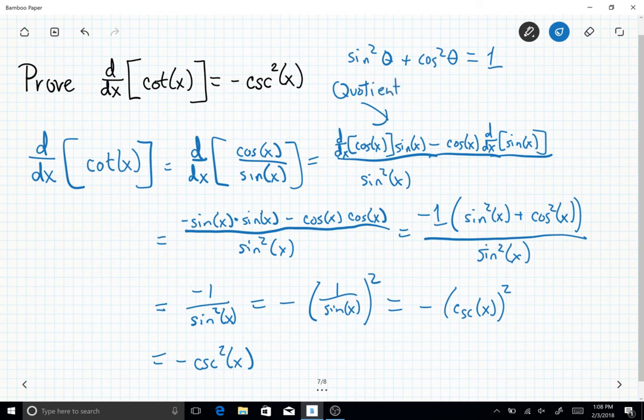The same rules apply for showing the derivative of tangent x equals secant squared, showing the derivative of secant x equals secant x tangent x, and showing the derivative of cosecant x equals negative cosecant x cotangent x. They all come from the quotient rule as soon as you know derivatives of sine and cosine. So if you ever get nervous about it, you don't know them, well, just think back. As long as you can write them in terms of sine and cosine, you're in good shape.